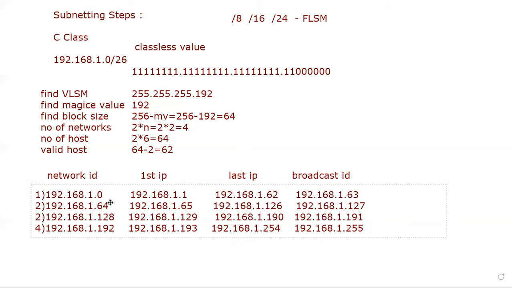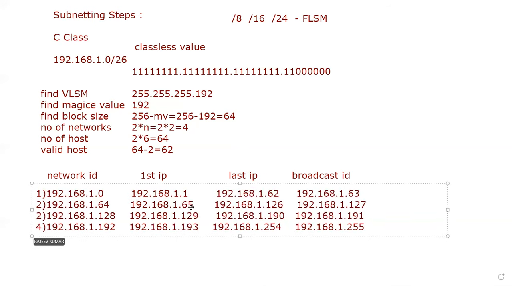Now these are the 4 different networks that can be used in subnetting. Do you now understand the concept of subnetting? Clear, sir. Very clear. Yes, that's good. Okay, now what I wanted to let you know about.